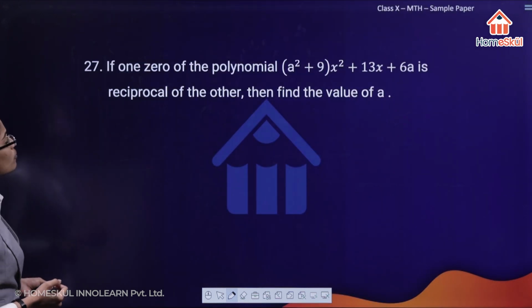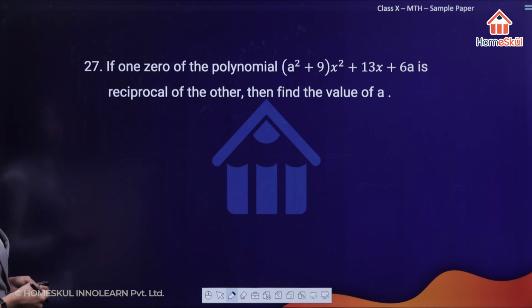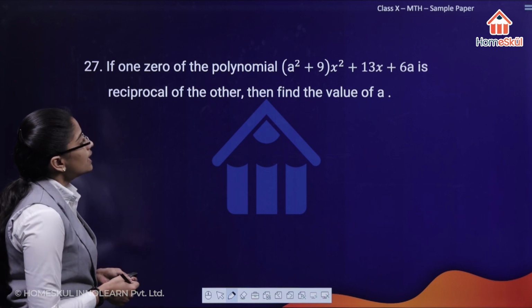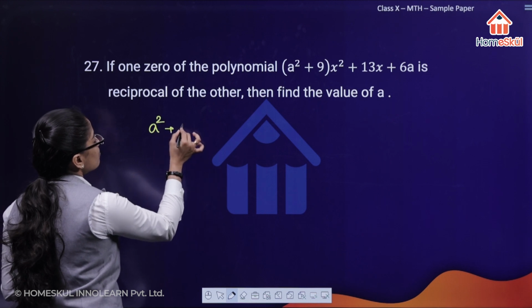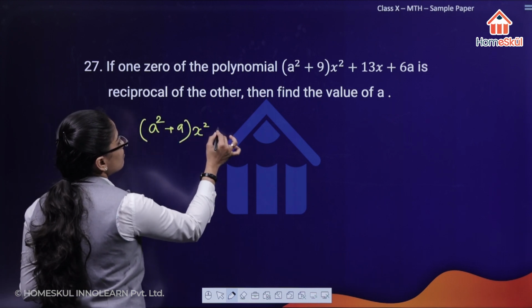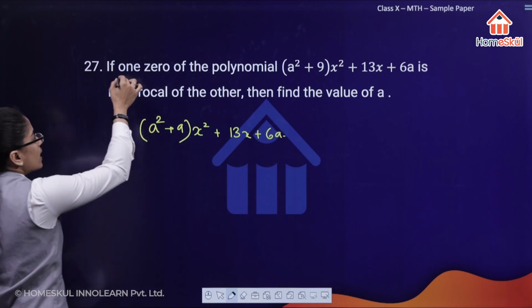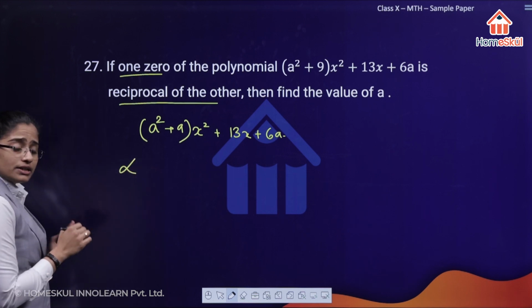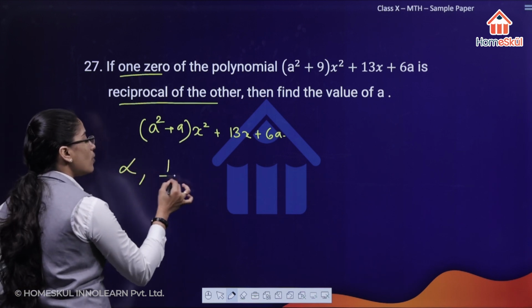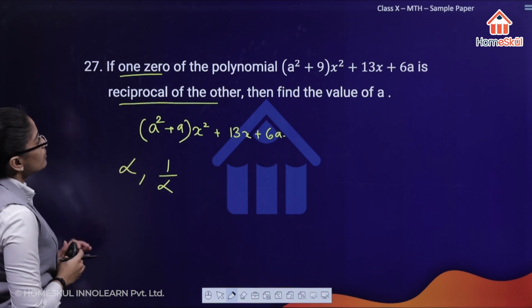27th question. If one zero of the polynomial ax square plus 9x square plus 13x plus 6a is the reciprocal of the other, then find the value of a. Here we are having a polynomial ax square plus 9x square plus 13x plus 6a. It is given that one zero is the reciprocal of the other. Let alpha be the root of the polynomial, then the other root will be 1 by alpha, isn't it? One zero is the reciprocal of the other.